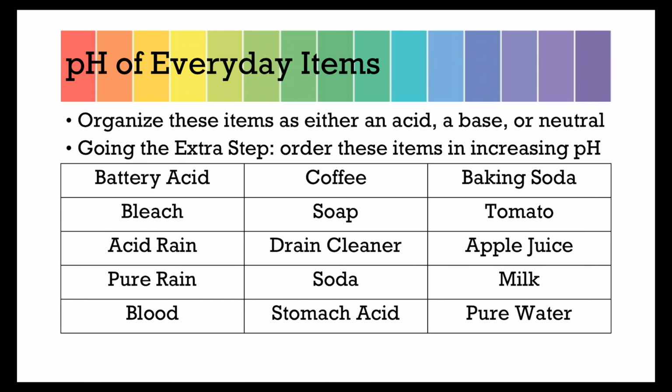So here are some everyday objects. When I'm done talking, take a second, pause the video, and see if you can determine whether these objects are acidic, meaning they have a pH of less than 7, basic, a pH of more than 7, or neutral. If you want to, take an extra step and see if you can order these by increasing pH. So start with the lowest pH, the most acidic thing, and end with the most basic thing. So pause it, try it now.